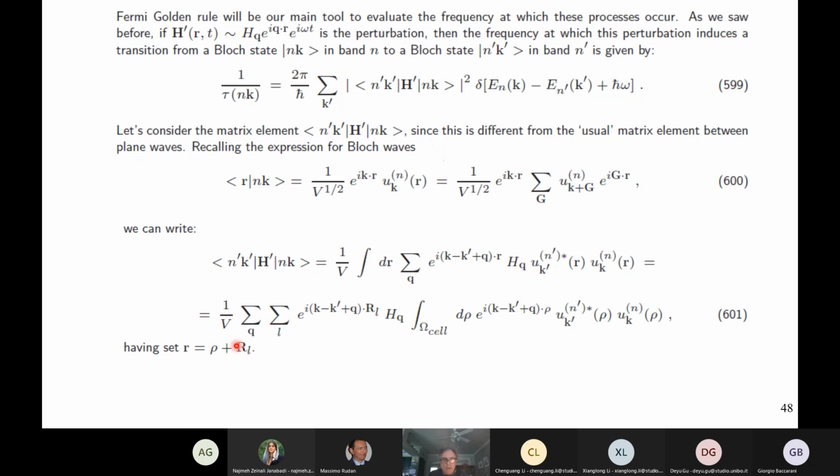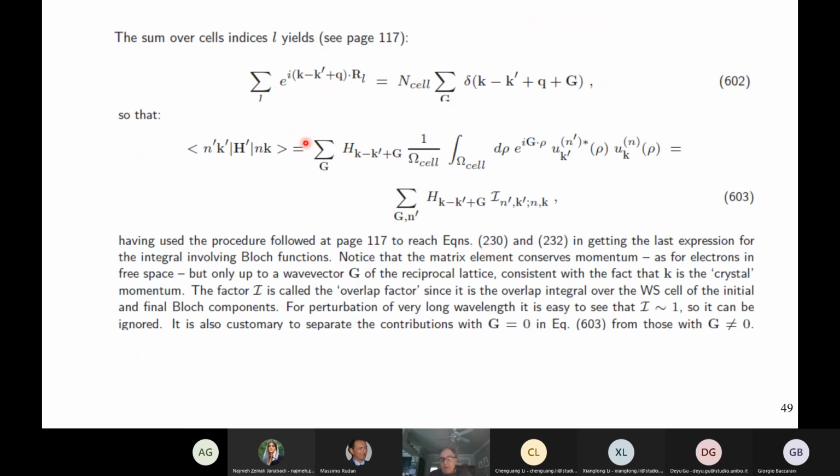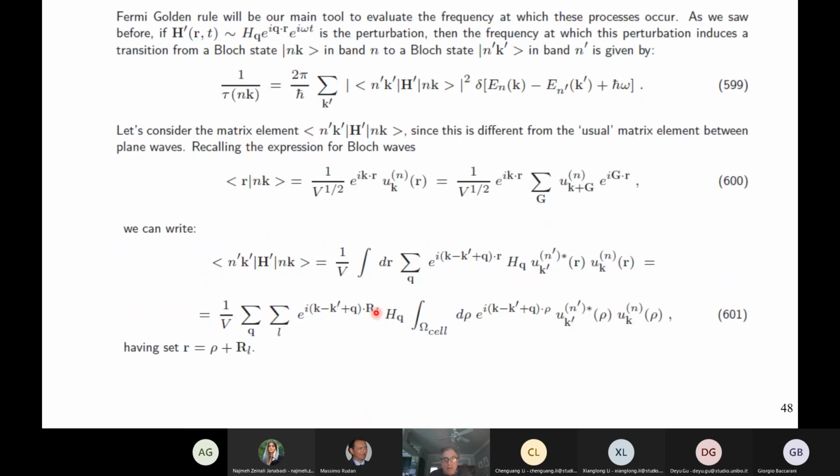So the translation vector R_L is taken outside, this exponential over the R_L is outside, and inside I have this rho, and this rho is a coordinate that spans a single cell. That's because I want to use essentially the periodicity of the system to express everything in terms of what happens inside a single cell. Okay, so the sum over L of this object, we know what it is.